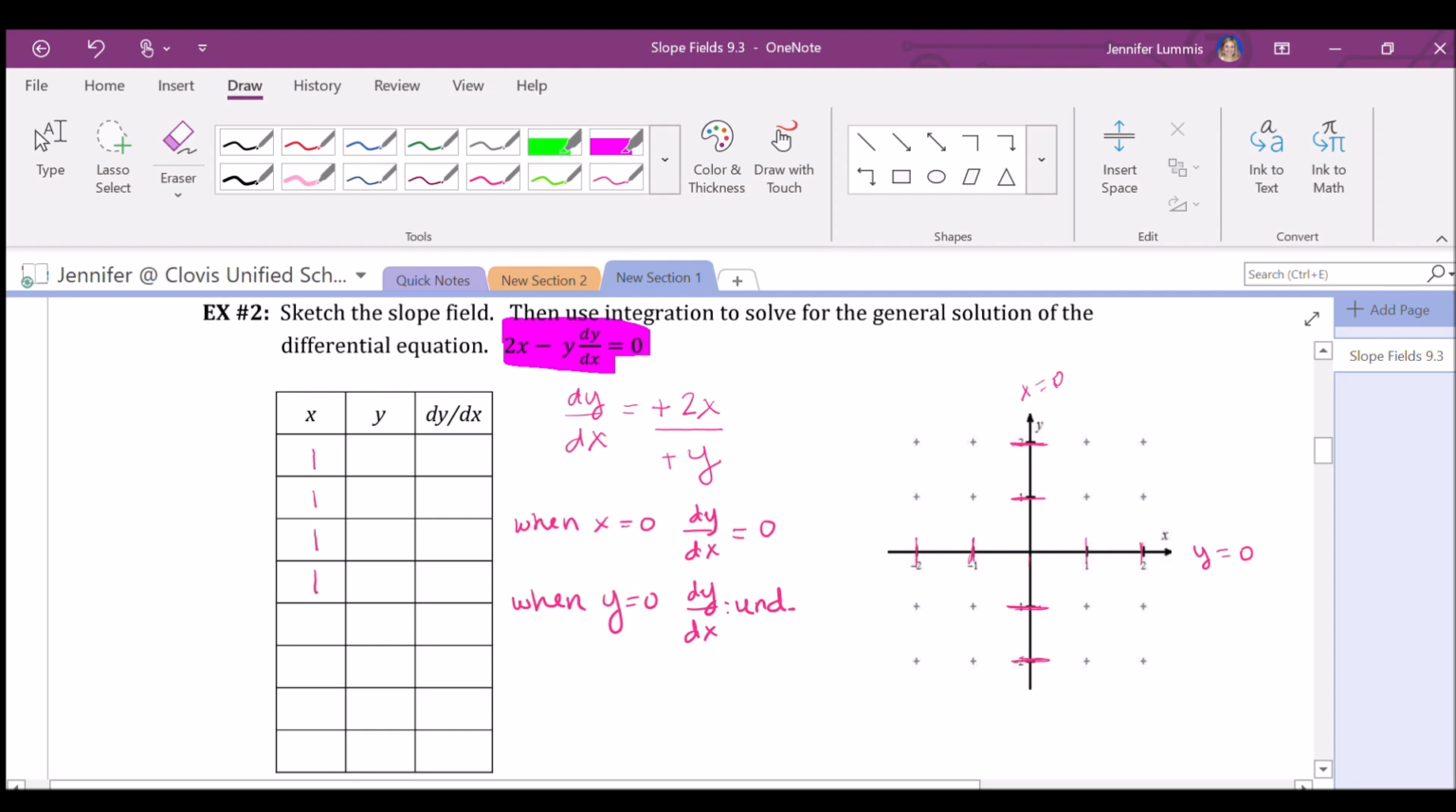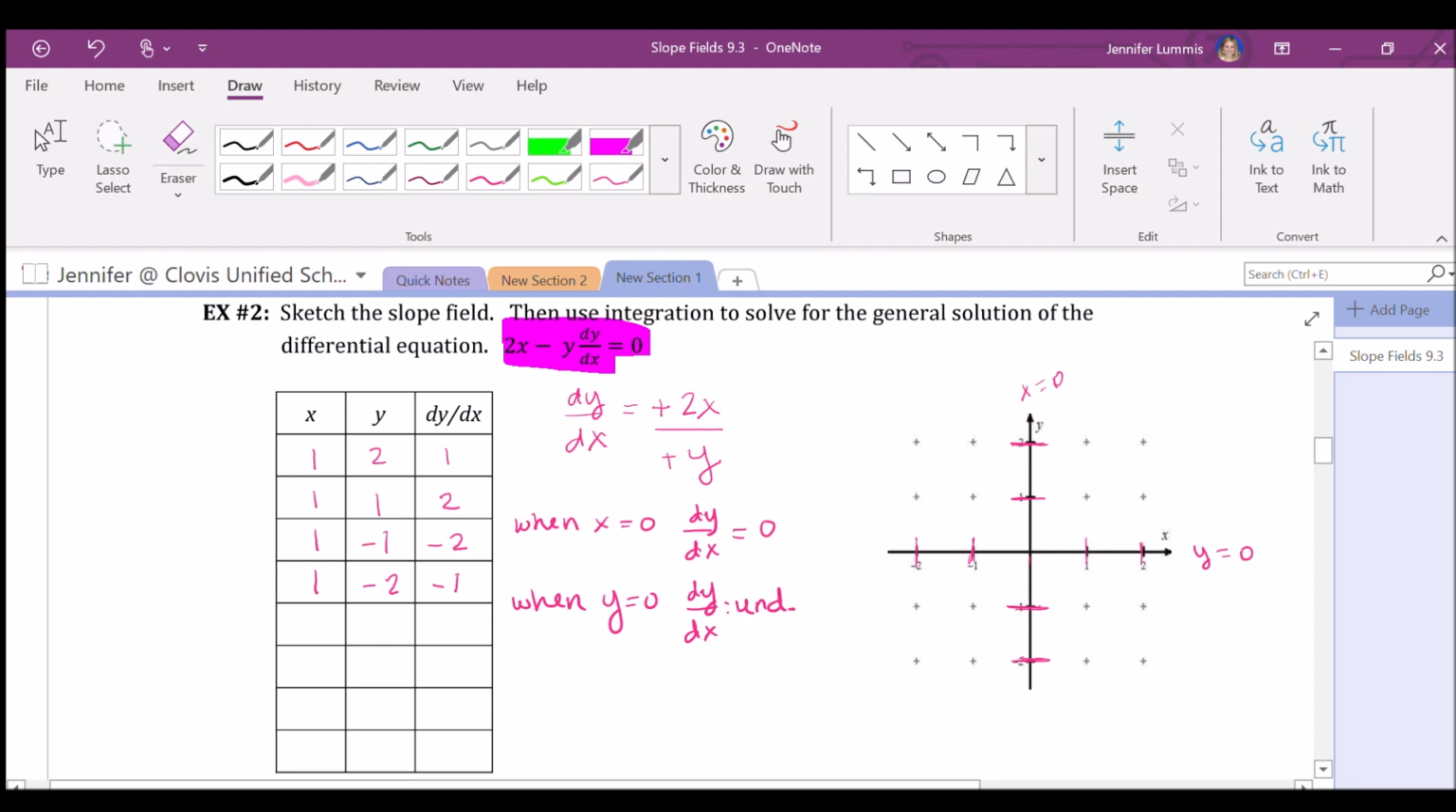We have 4 different times when x is +1. So our 4 different values for y, we've got +2, +1, -1, -2. So we're just going to plug these values in and calculate our slopes here. So at 1, 2, we have a slope of 1. At 1, 1, a slope of 2. At 1, -1, a slope of -2. At 1, -2, a slope of -1.